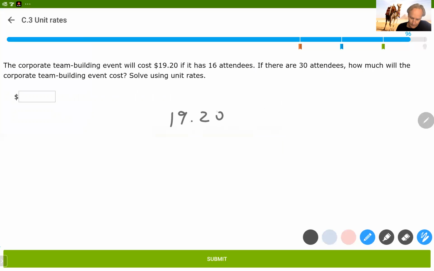1920 over 16 attendees, but we want to make it 30 attendees. One way to make it 30 from 16, nothing nice there. Looks like we need to go almost all the way back to 2. So I'm going to divide this by 8 and divide this by 8. So it's going to be 2 in the denominator. When I divide that by 8, it's going to go in 240. And 8 goes into 32 4 times.